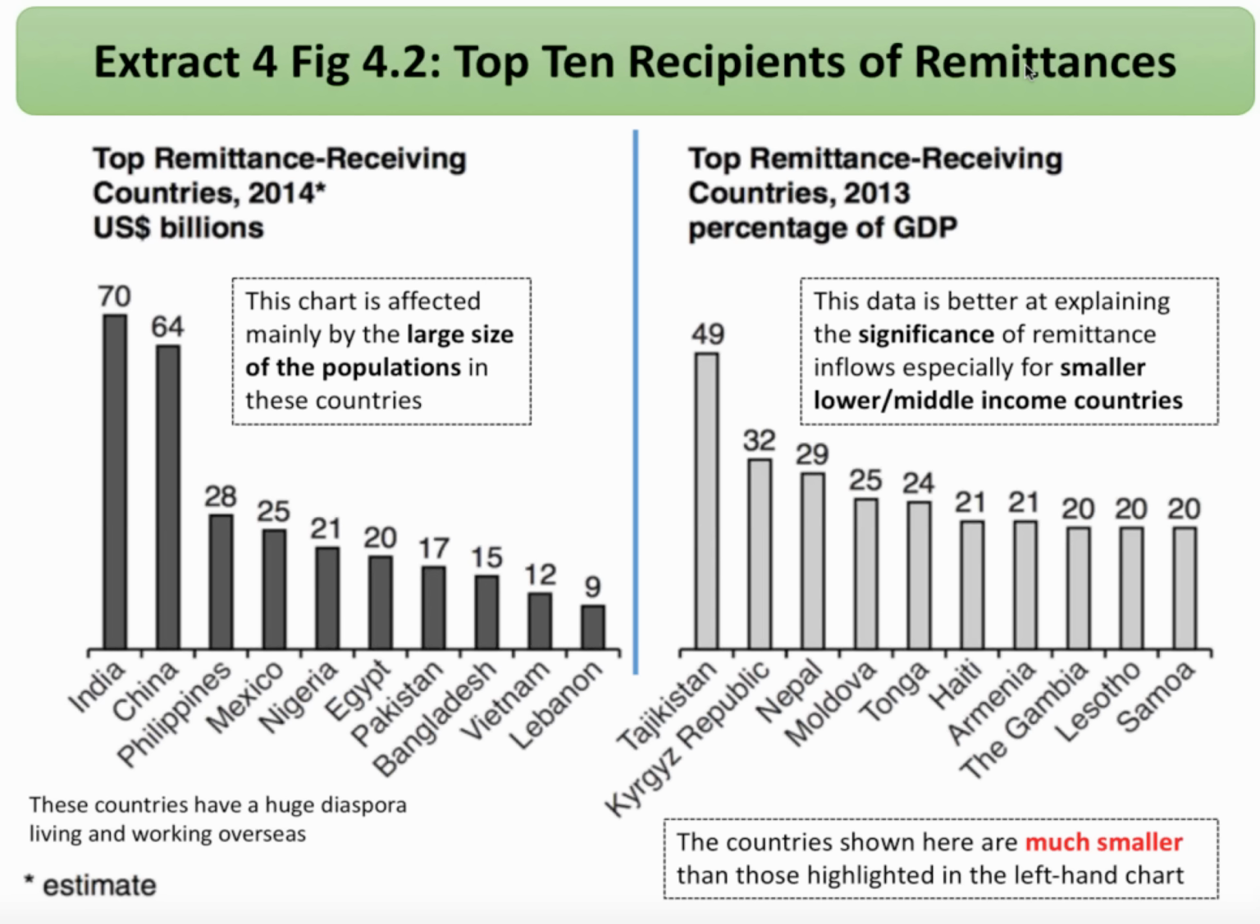This is good data to use if you get a 20 marker on remittances, or if you have to comment, for a 10 marker, on the significance of remittance income for growth and development in these countries.